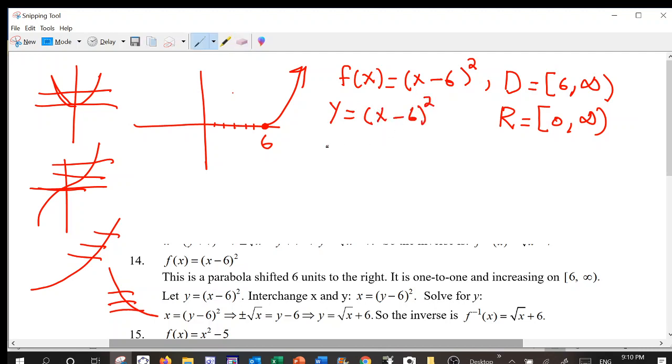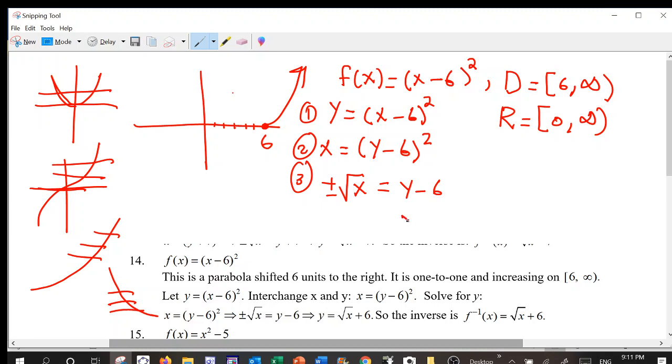Y equals to that. We switch x and y, right? So step 1, step 2. Step 3 is to solve for y. How do we solve for y? We take the square root of both sides, so we get plus and minus the square root of x equals to y minus 6. So y equals, let me put the y on this side. I'm going to move the 6 to the other side, but I'm going to write it on this side. So it would be plus and minus square root of x minus 6.